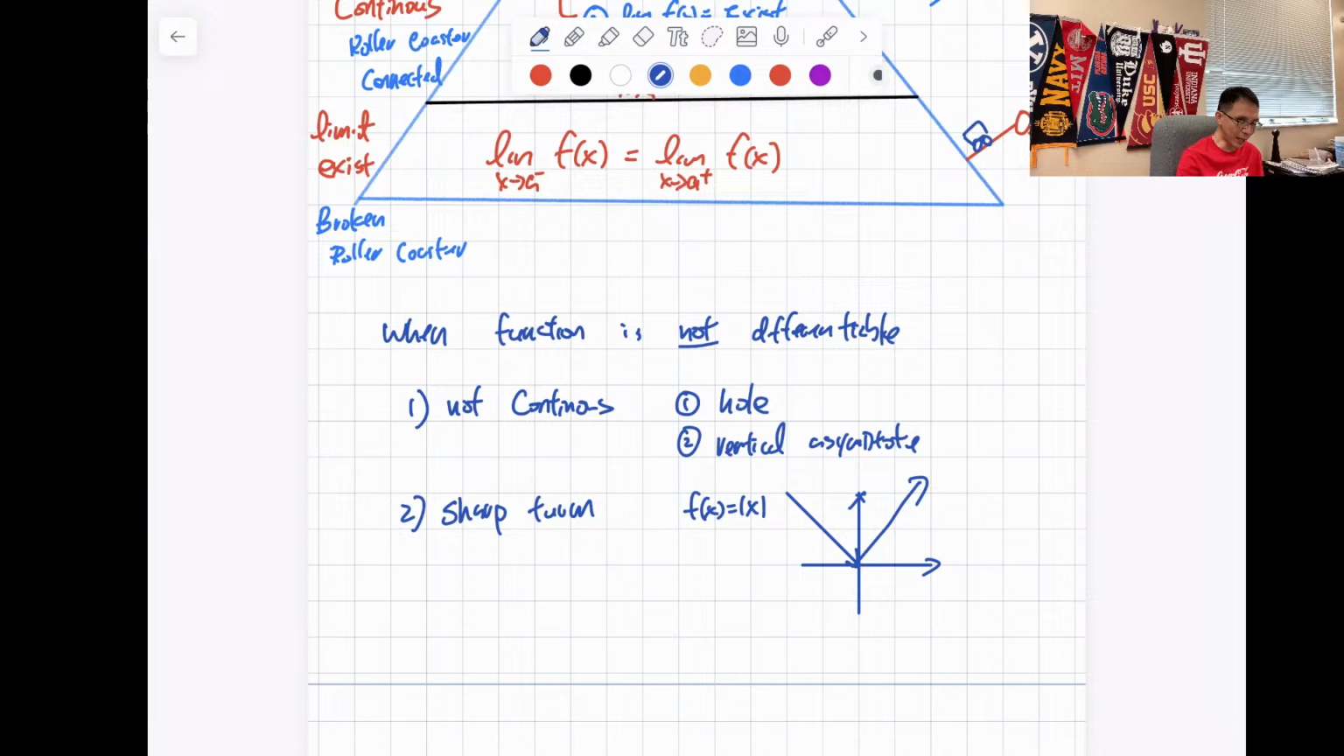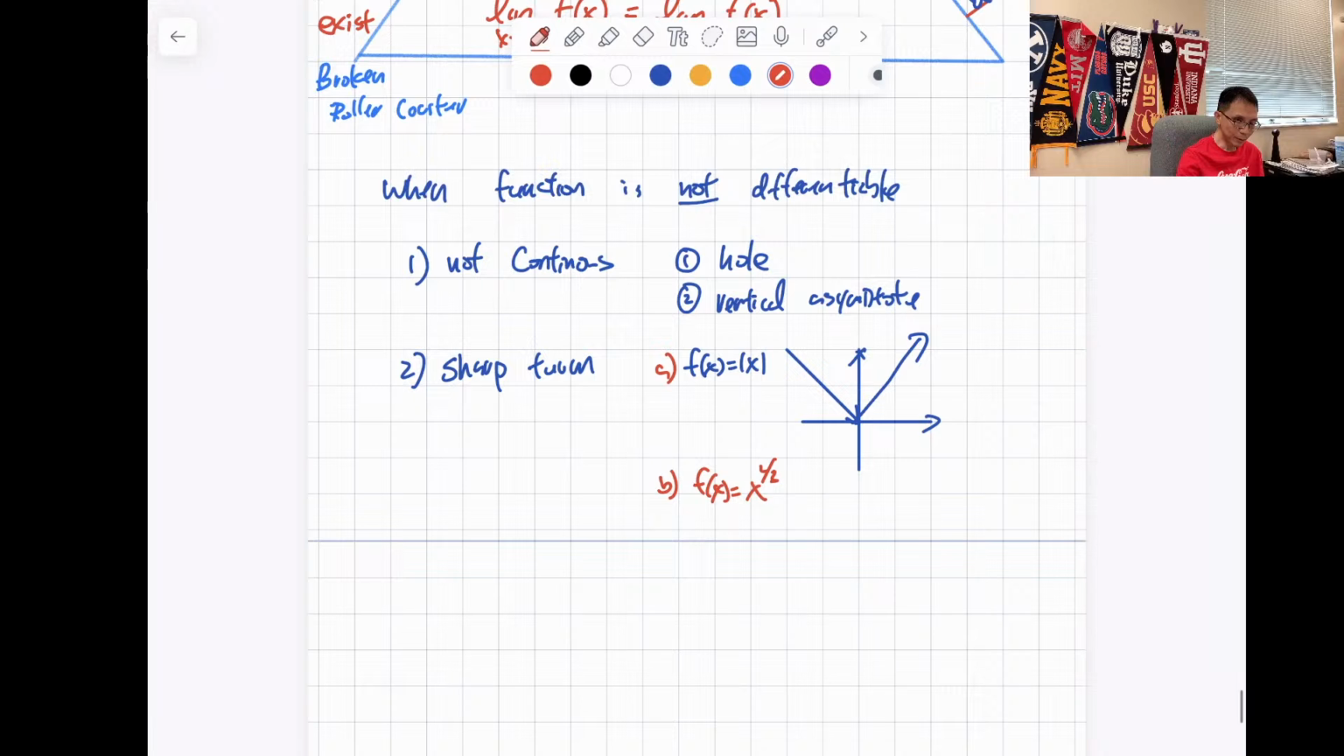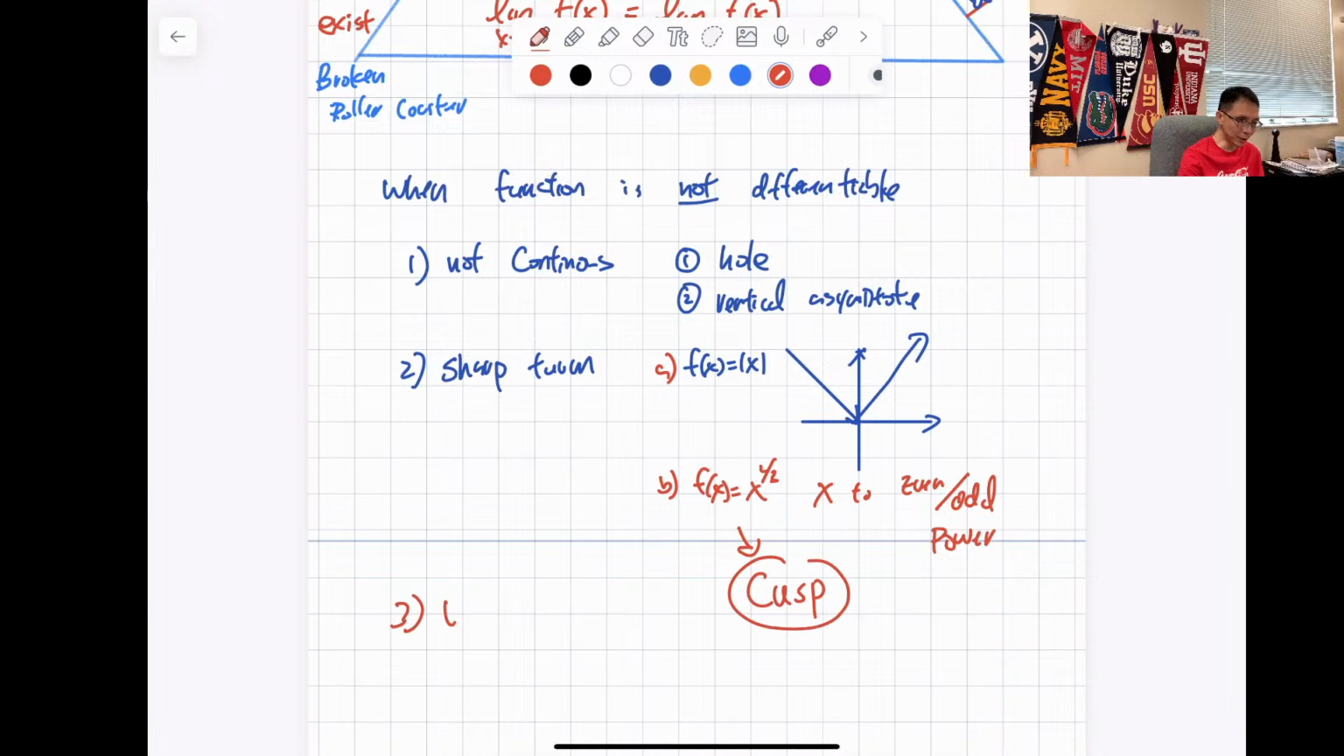Now you also can have a second condition. So this is A. B could be f(x) equals x to the 2/3. Is x to the 2/3 an even over odd power? Even over odd power is going to create a second situation called a cusp. There's a name for this. It's called a cusp. A cusp also fulfills the third situation. The third situation is called a vertical tangent.